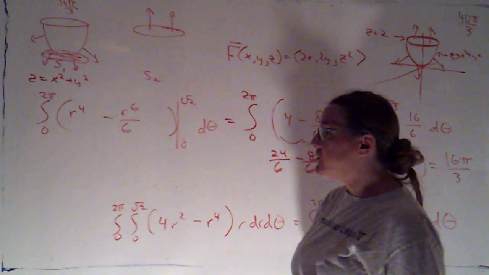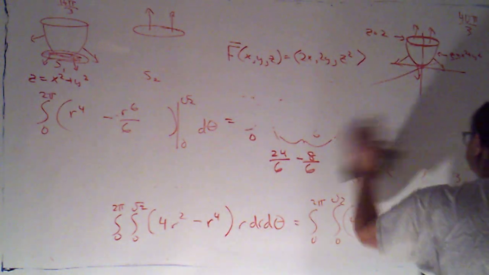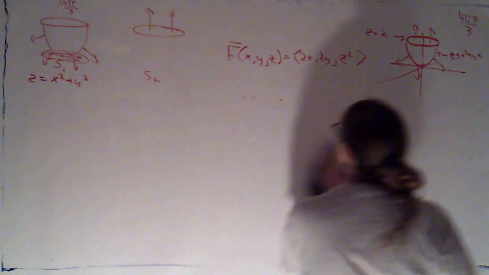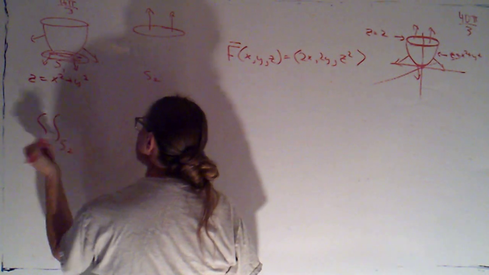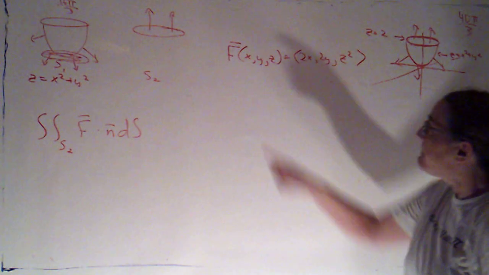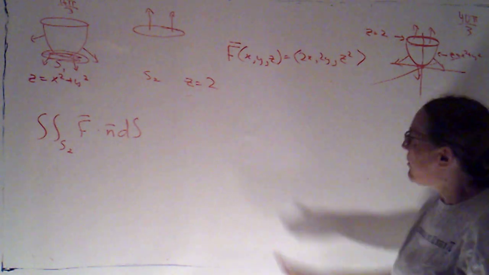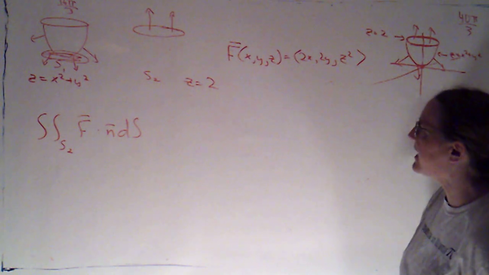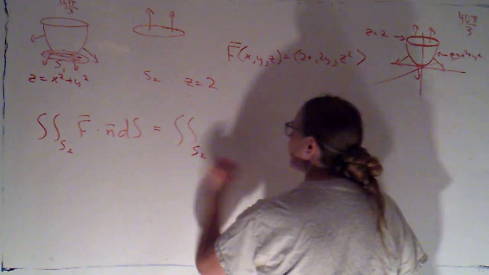Now we still need to do the integral over S2, which is this plane. So I'm doing the integral along S2 of f dotted with n ds. This plane had as its equation z equals 2. Now, I can view that as a function of x and y, which is kind of nice. What this means is that I'm going to actually keep this for right now as the double integral over S2.